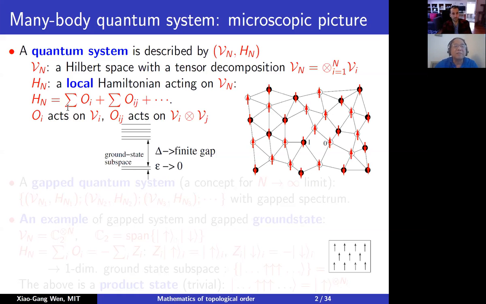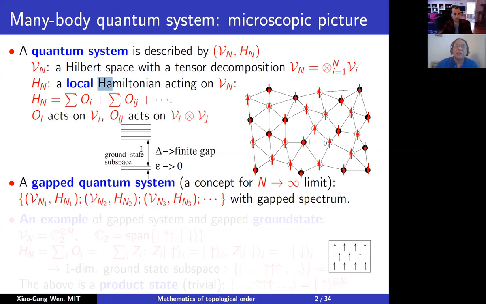And then in the study of topological order, we pay attention to a particular class of local Hamiltonians, whose eigenvalues have this kind of spectrum. Basically, there is an energy gap, a bigger gap in the spectrum. And the eigenvectors below the energy gap are called the ground state, or ground state subspace. So those are basic concepts.